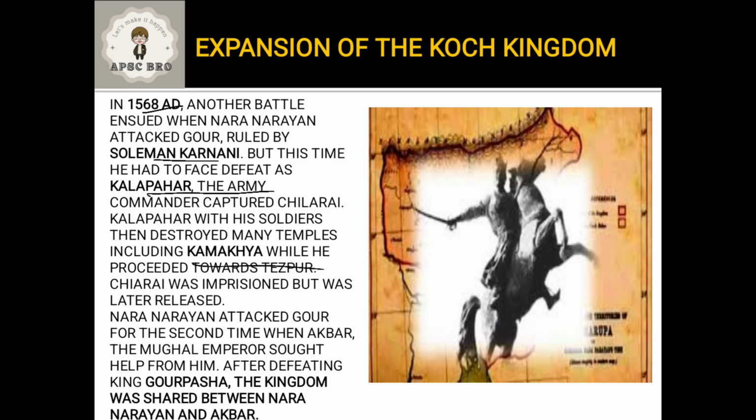Once Chilarai was released and the Delhi Sultan was attacked by Mughals, Naranarayan attacked Gaur for the second time when Akbar, the Mughal emperor, sought help from him. There was a treaty of friendship, like we already discussed. After defeating the king Gaur Pasha, the kingdom was shared between Naranarayan and Akbar.